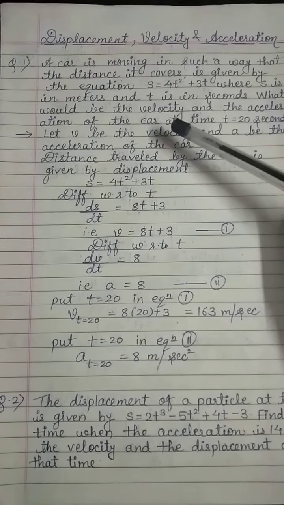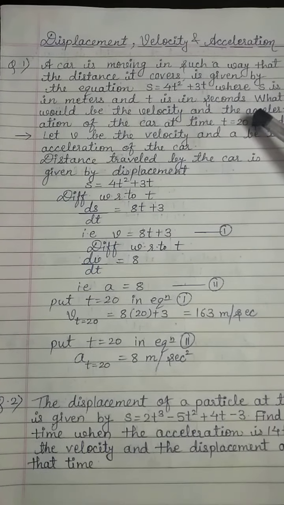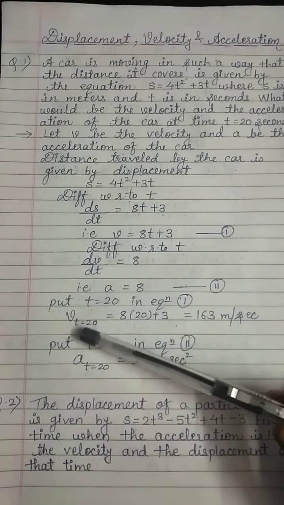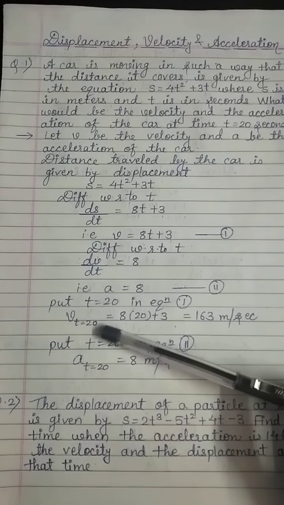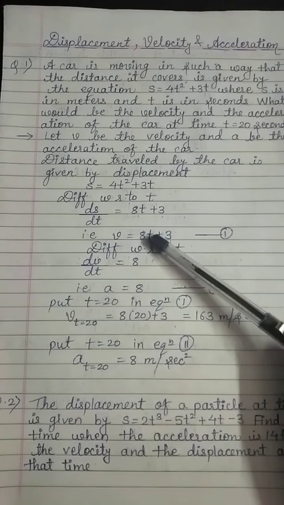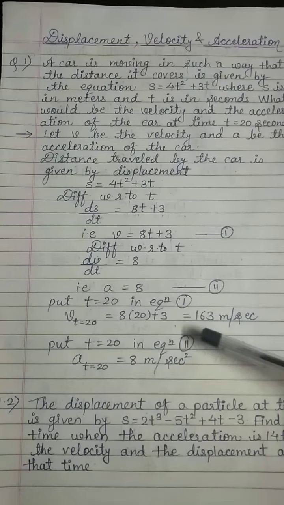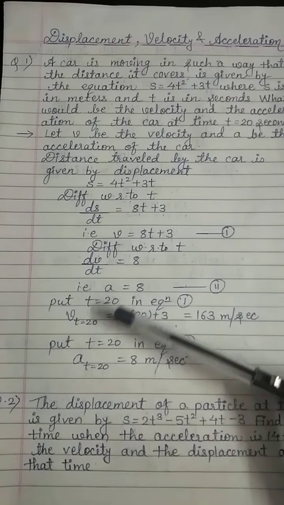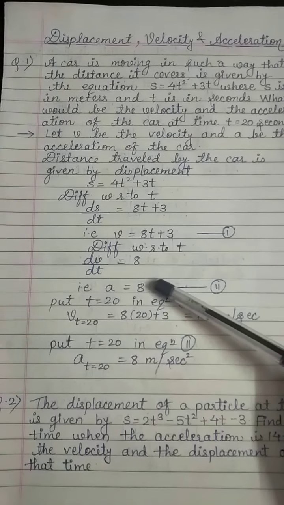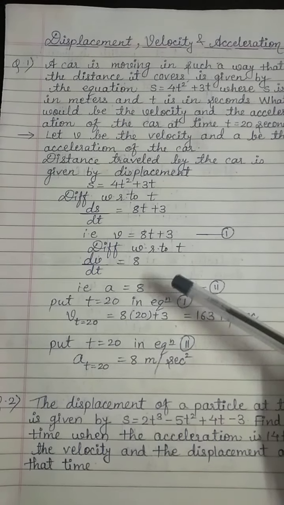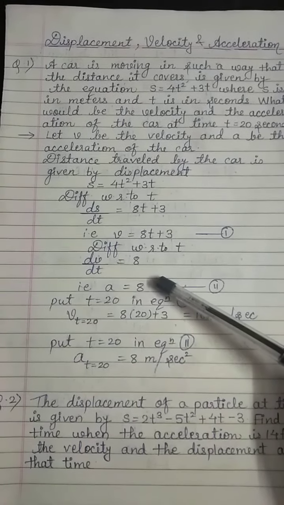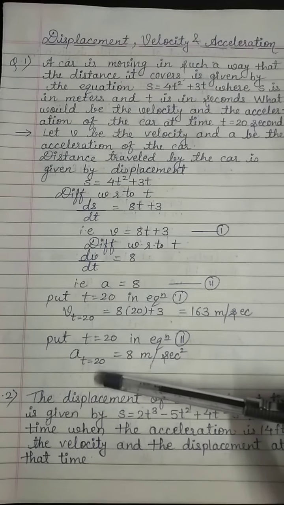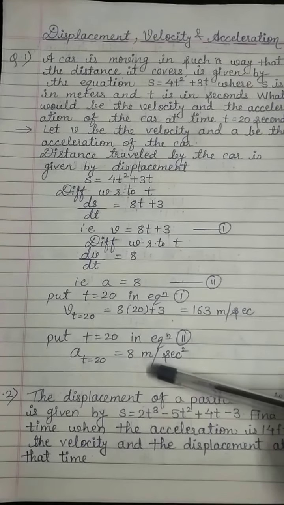But the question is we want velocity and acceleration at time t = 20 seconds. So velocity at time t = 20 is given by 8 × 20 + 3, that is equal to 163 meter per second, whereas acceleration is equal to 8. Now here no t term is present to substitute the value 20, therefore this 8 will be as it is. So acceleration at time t = 20 seconds is equal to 8 meter per second square.